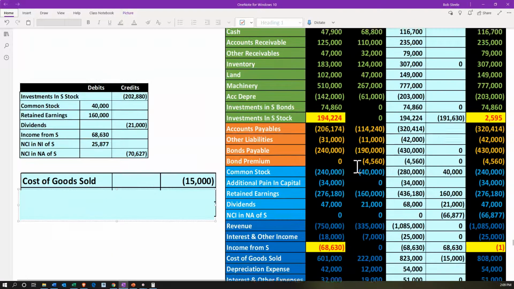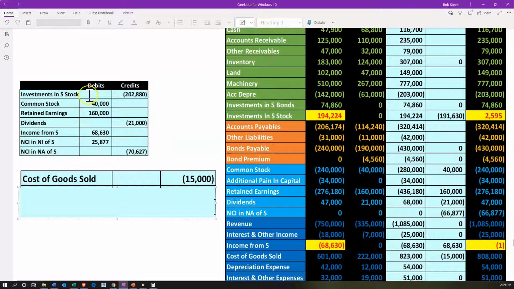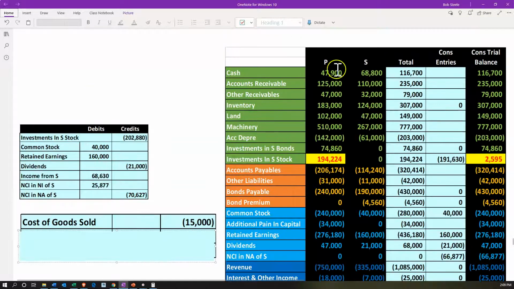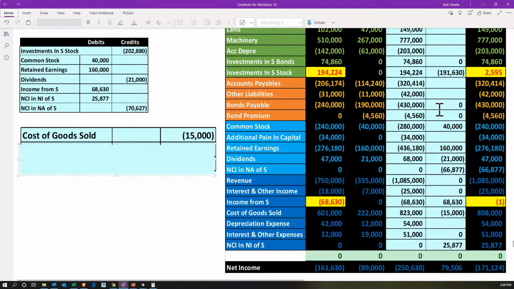Then let's go on down to the next transaction. So here's the one we just did. It's included in the consolidation entries to the right. So it's already included in there, as is the current one that we're going to be working on now. So we're going to be looking at the cost of goods sold. This is going to include one of the intercompany transfers of inventory transactions.